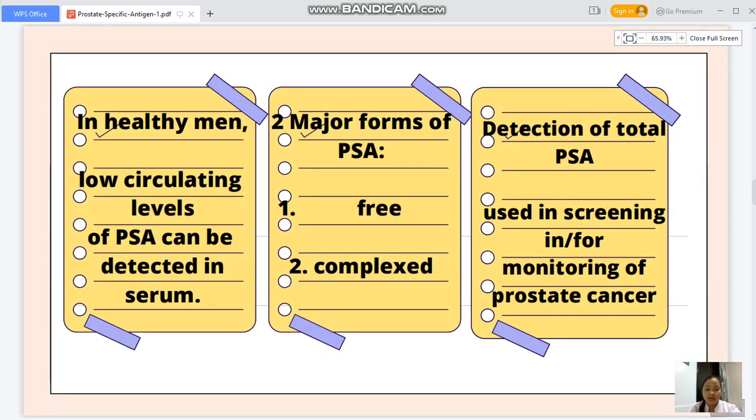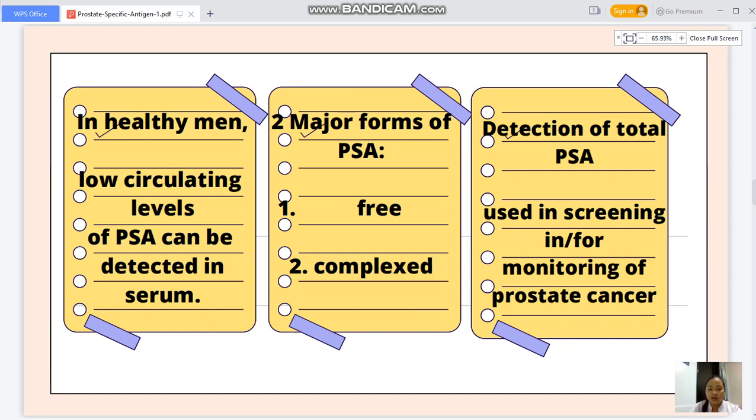In healthy men, low circulating levels of PSA can be detected in the serum. Elevated prostate-specific antigen levels can be a sign of prostate cancer. It can also indicate non-cancerous problems such as prostate enlargement and inflammation. Then the healthcare provider will work with you to figure out the next steps if you have high PSA levels. And then there are two major forms of PSA.